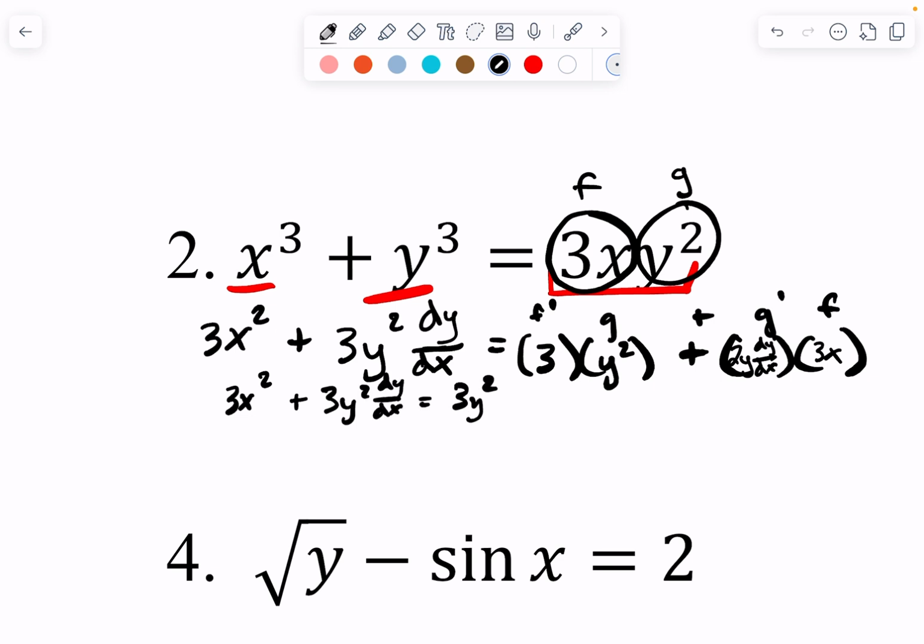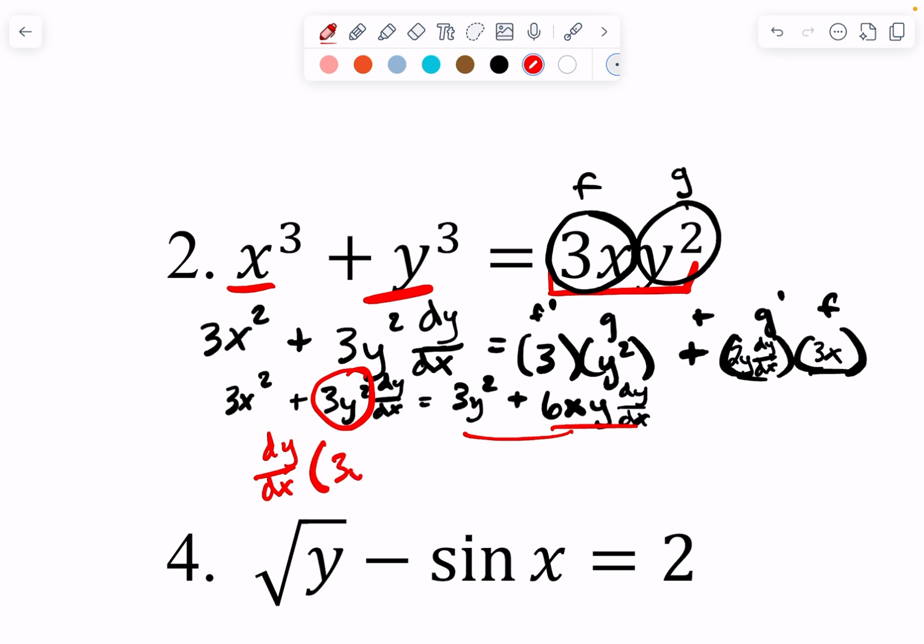3y squared plus 6xy dy dx. I'm going to move the dy dx terms over here and move this one over here. I'm going to do a lot of things at once. I move this over and pull my dy dx out front. So if I pull it out front, I have 3y squared minus 6xy. That's what I get if I move it over and pull that out.